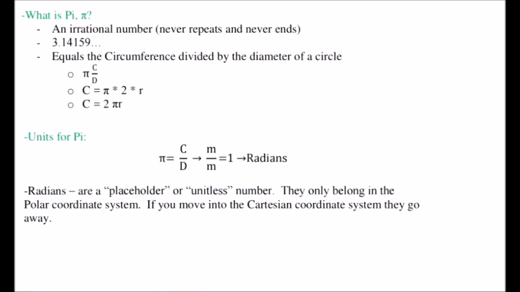So let's talk about pi. We love pi. Pi is an irrational number. That means that it never repeats and it never ends. I need you to know the first 6 digits. All right, pi to 6 digits.